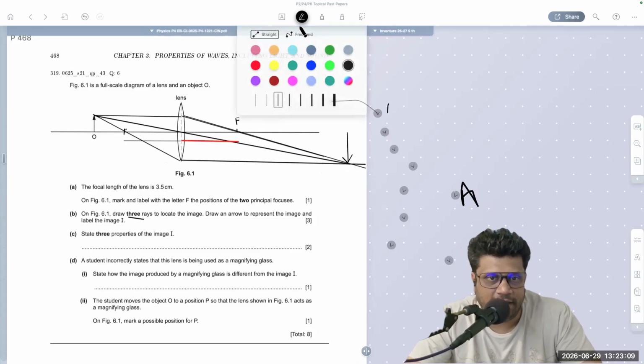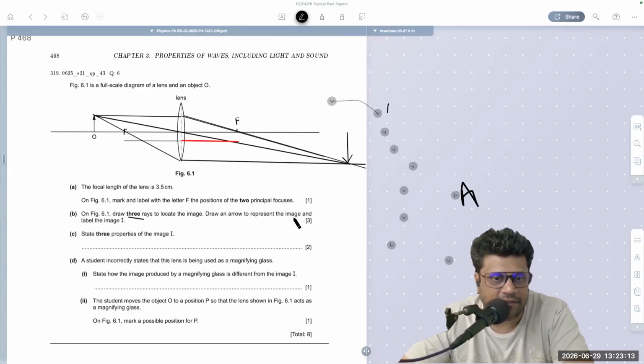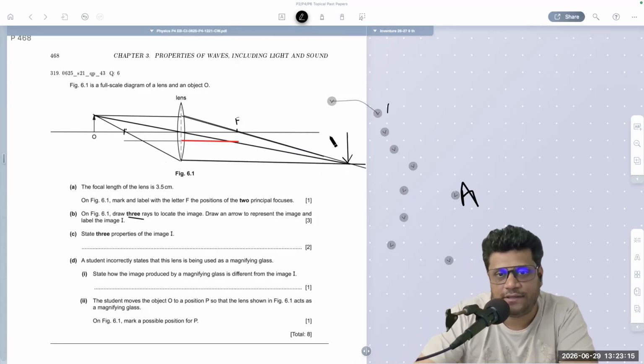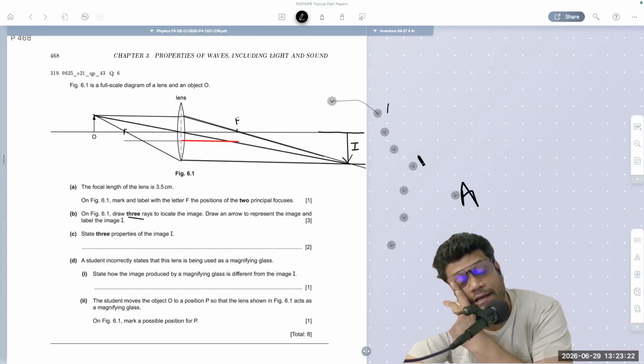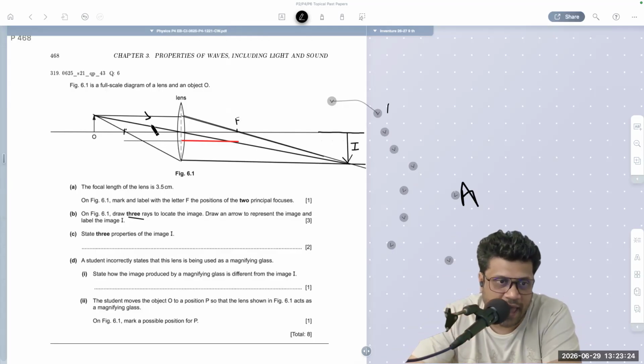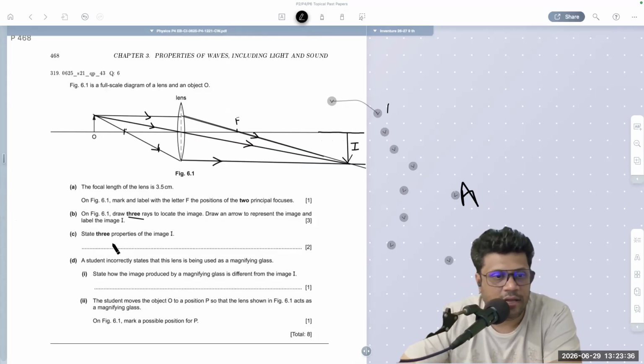Let's see what else they have asked for. Draw 3 rays to locate the image. Draw an arrow to represent the image and label the image I. So labeling it is also very important. I'm going to extend this and place an I out there next to the image. I'm going to put arrows. Arrows are also important, and they are marking points. So that's how you complete your sketch for 3 marks here.